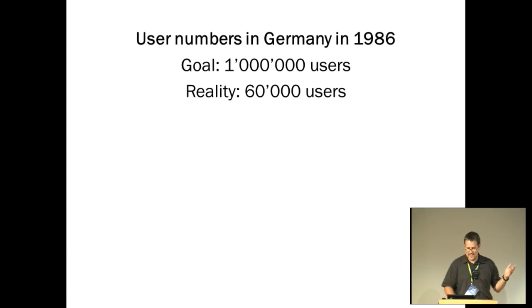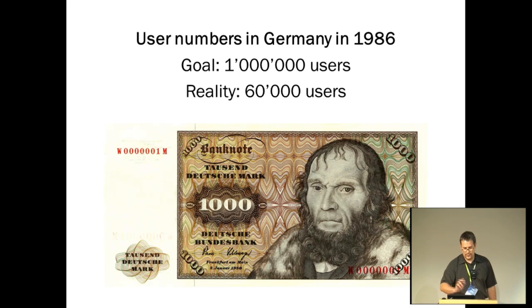Yeah, as you can see, everything was there. E-banking, schedules, chat, email. Right, so they thought it may be a success, so they had the goal to have 1 million users in 1986, but reality was quite a bit different. So it was not a huge success, and there was one reason for that. It was money. It was so expensive.